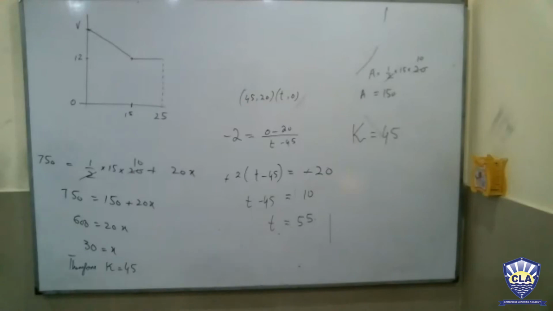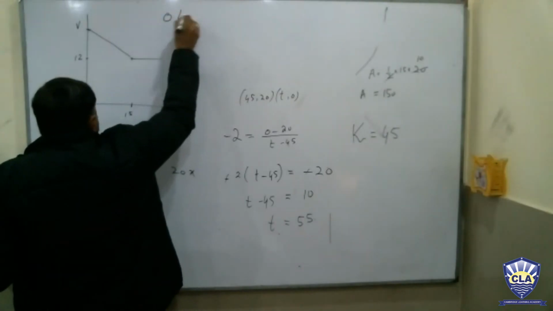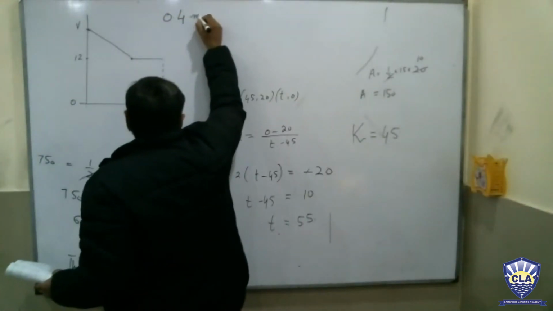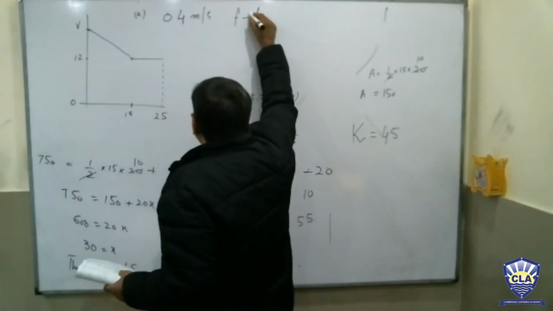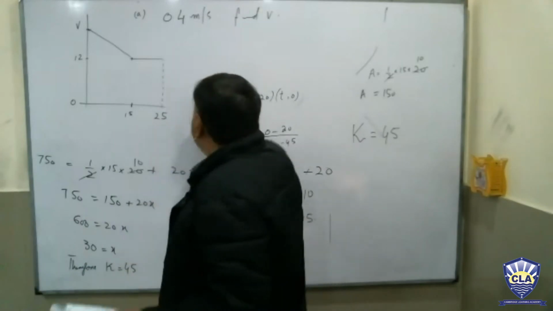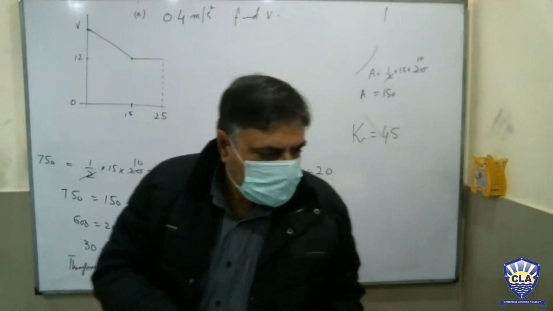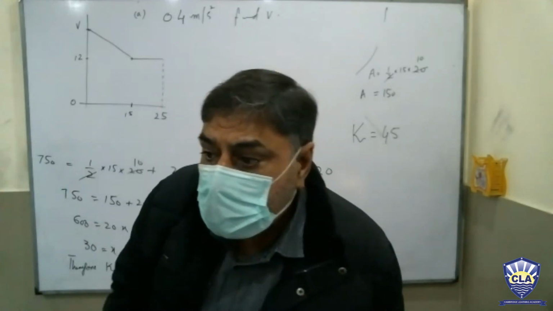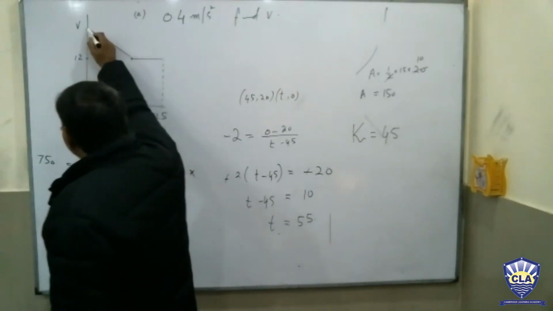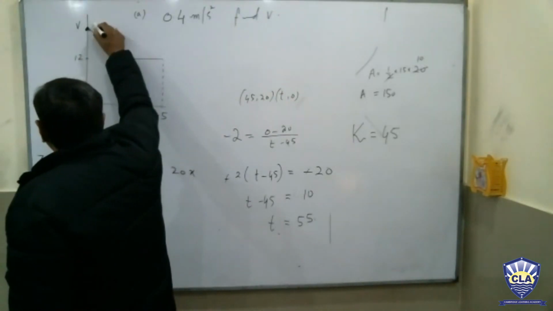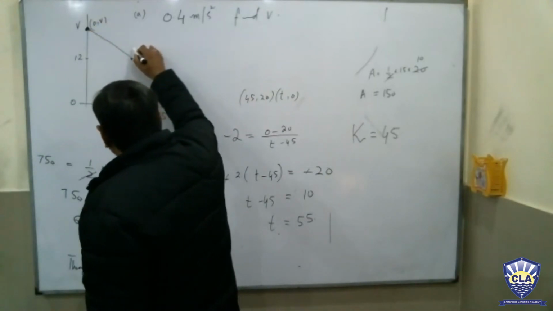Retardation of the car is given: 0.4 meters per second squared. Part A: find V. Retardation is given, so how can we find V? With the help of the coordinates of this point, which are 15 and 0, V and 0, V and 15.